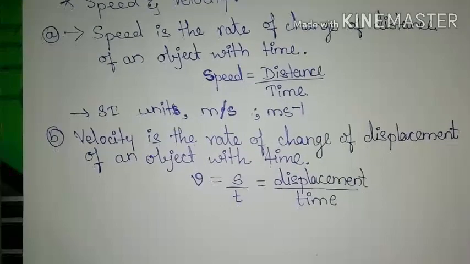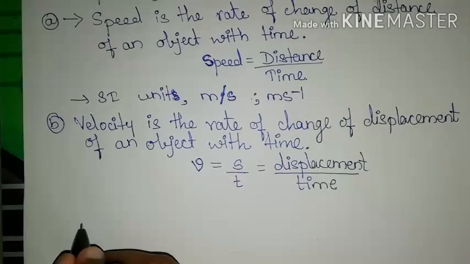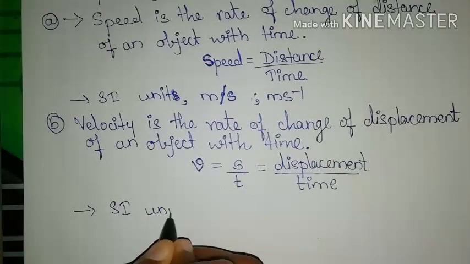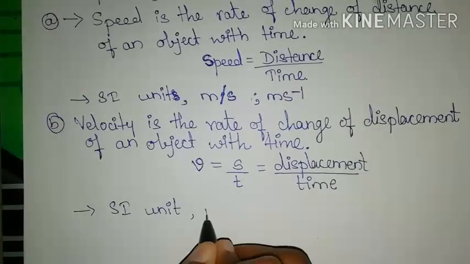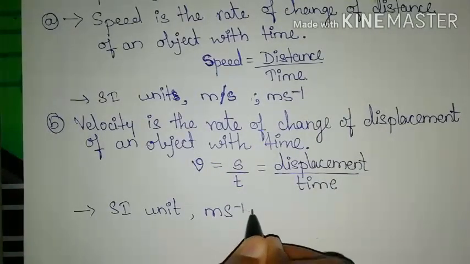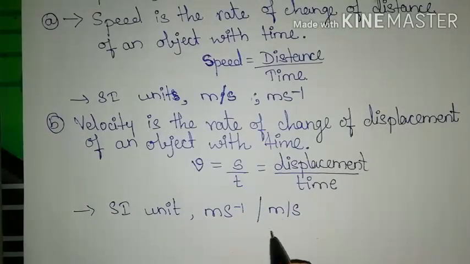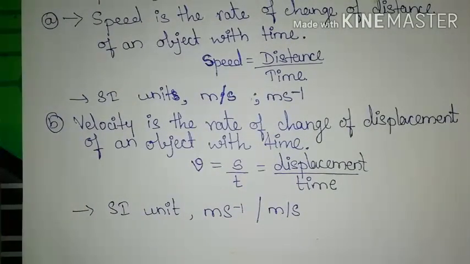Again, the SI unit of velocity is the same as that of speed. So the SI unit is meter per second, which can also be denoted as m s^-1. Both are one and the same.